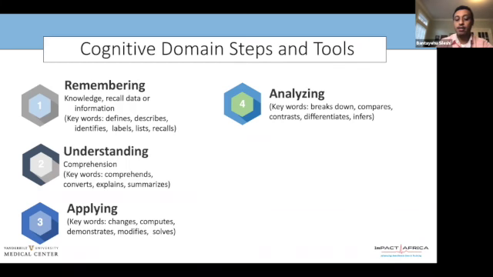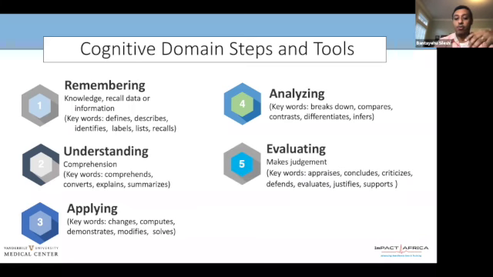From applying, then another level would be an ability to analyze: seeing a situation, being able to break down what the situation is, and being able to make an assessment. So keywords associated with analyzing would be breaks down, somebody's able to compare and contrast between different things. Somebody has the ability to differentiate, and somebody has the ability to infer based on the information that they have.